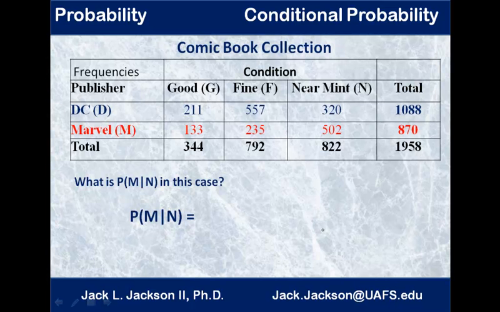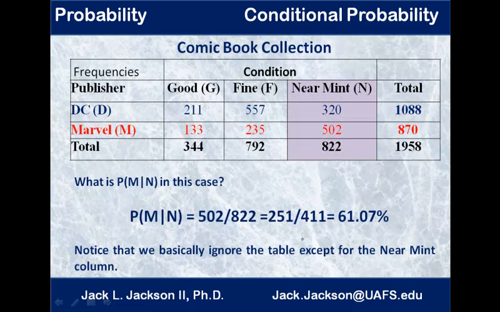Let's take a look. When we're doing near mint given Marvel, we only considered the Marvel row. When we do Marvel given near mint, what will we do? Well, we'll only consider the near mint column. And so this is still 502 that are both Marvel and near mint, but we're doing it out of a total of 802 this time. That reduces to 251 over 411, or about 61.07%. So if we know it's near mint, we only consider the comics that are near mint, which are given in that particular column.